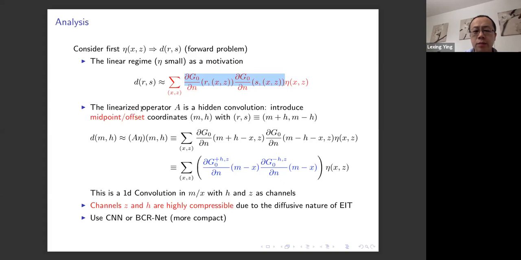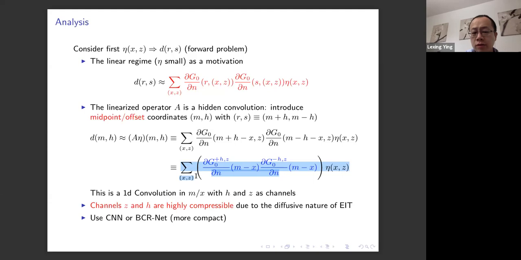This looks rather complicated, but in fact you can dramatically simplify it, because there's a hidden convolution structure. If you look at the problem in a slightly different way, instead of looking at the output data in the receiver and source coordinates, you do a middle point and offset coordinate transformation. You define the data in terms of the new coordinates M and H, where M is the middle point, R plus S over 2, and H is the shift between R and S, so it's R minus S over 2. If you look at the data in this new shifted coordinate, then the operator A between eta and the shifted coordinate data can be written very nicely in terms of convolution, okay?